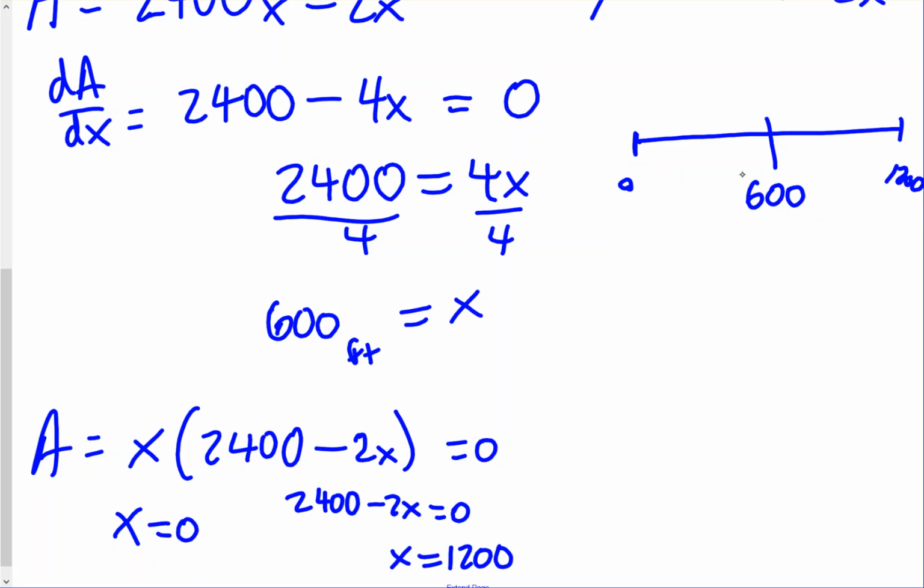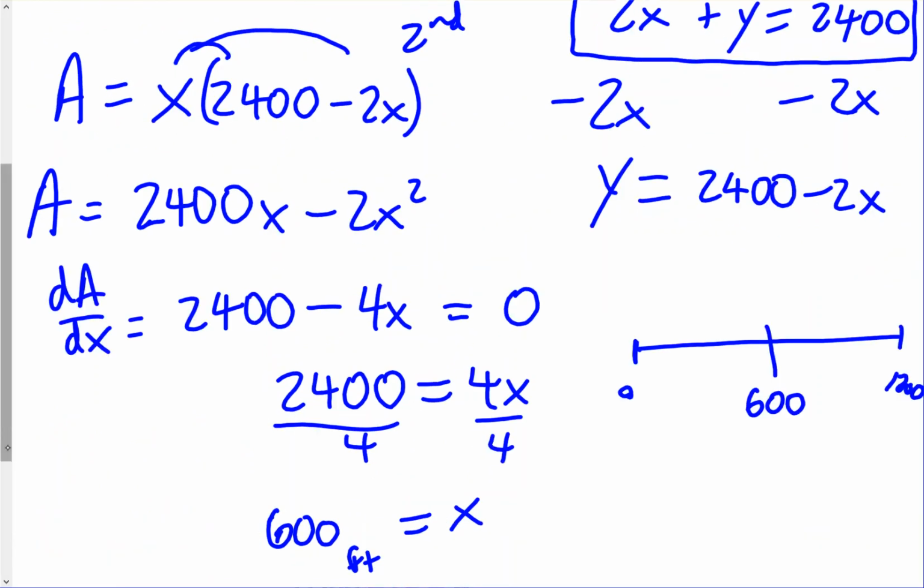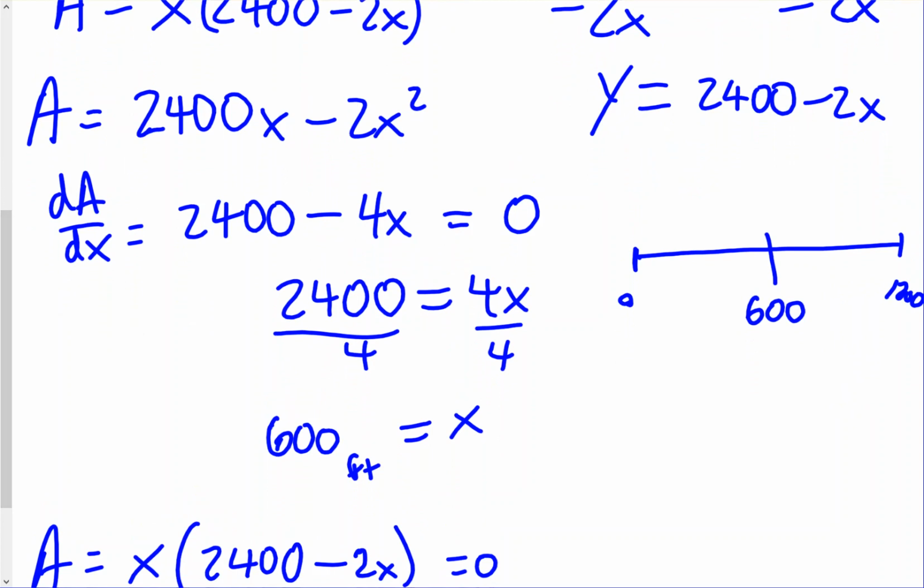Now pick a number between 0 and 600. See what that gives you for the first derivative. Let's say 500, or we could go even smaller, 300, let's say. And then for this one, we could do like 900. So if we plug in 300, 4 times 3 is 12, that's a positive 1200. So that's positive. And if we plug in 900, 4 times 9 is 36, 3600. 2400 minus 3600, that's a negative.